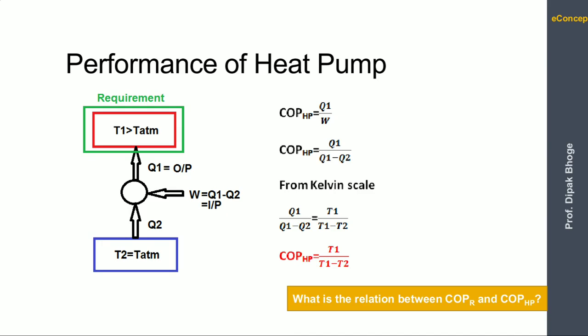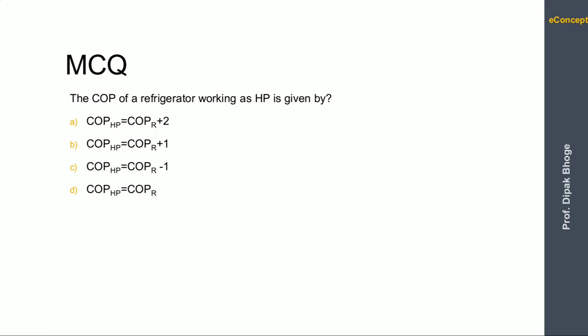So here there is one small work. What is the relation between COP of a refrigerator and COP of a heat pump? So one question will be there. The COP of a refrigerator working as a heat pump is given by. So we can prove that COP of a heat pump is equal to COP of a refrigerator plus 1. So in this case option B is correct, and you need to remember, because in many competitive exams, these questions were asked and will be asked. COP of a heat pump is COP of a refrigerator plus 1.